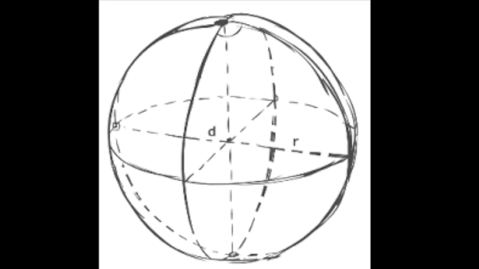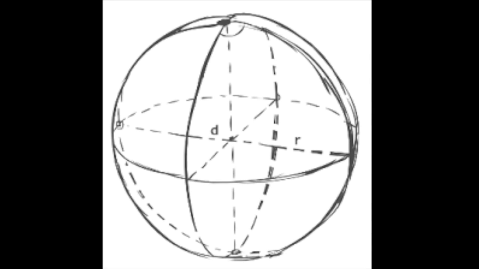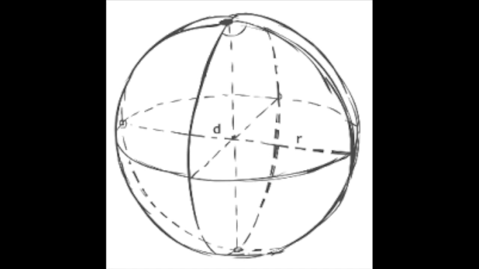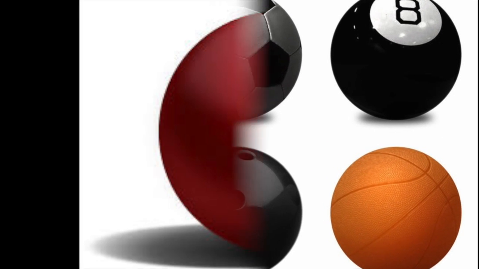There, that is a sphere. It has 3 dimensions. Don't believe me? Let's look inside. This diagram shows the inside of a sphere, and you can see it has 3 dimensions, length, width, and depth. Spheres are used in most sports.